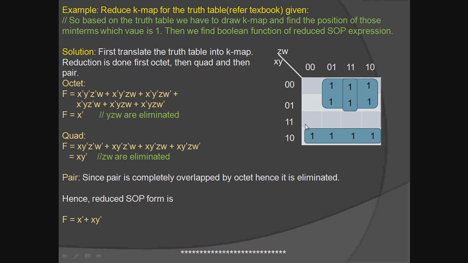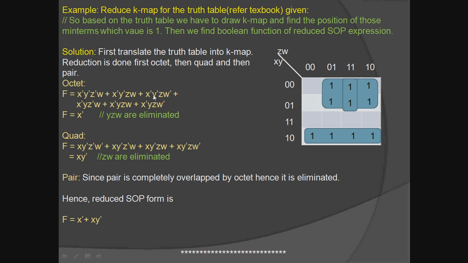So we get this format. Now after translating that into the Kmap, reduction will be done first by the octet, then quad, and then finally pair. It will never start with pair, quad, octet. Always it will start with octet, then quad, and then pair. Okay, in the octet, this represents the first row, and this minterm represents the second row, right?